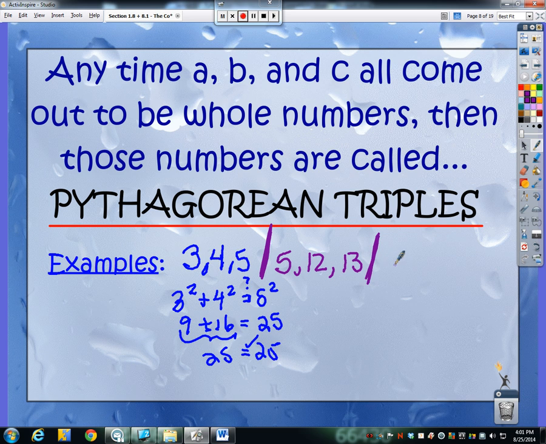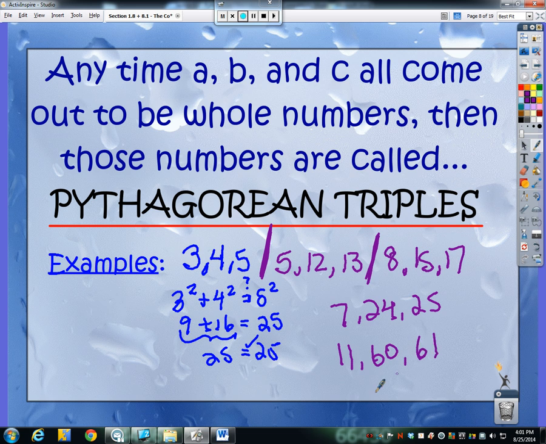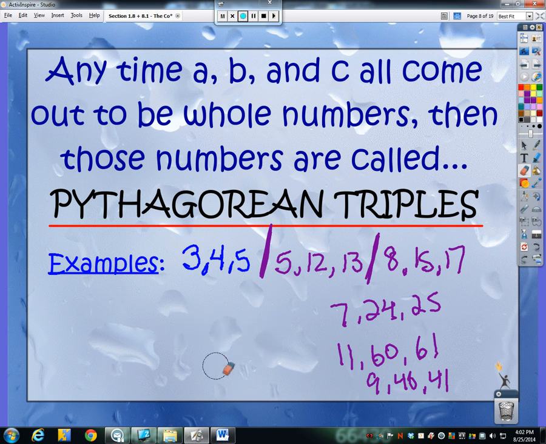What are some other ones? 8, 15, 17. 7, 24, 25. What are some other ones? There's some bigger ones. 11, 60, 61. 9, 40, 41. And there's really not a pattern that you can be like, oh, I think I figured the pattern out here. It really doesn't work that way. It's a pretty complex pattern, but there is a pattern. It's just something I would highly doubt you could just figure out in your head real quick.